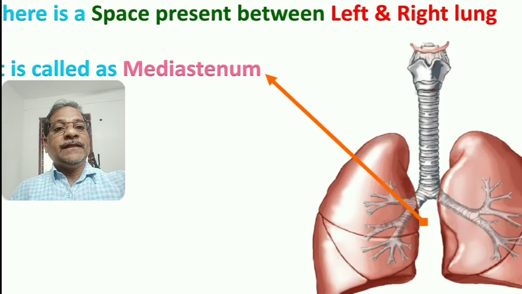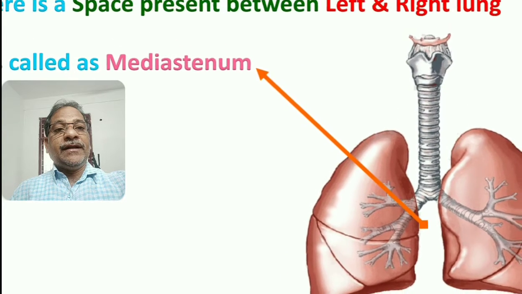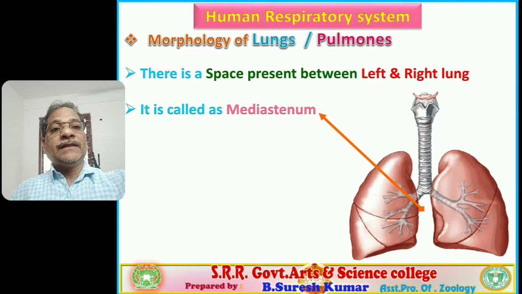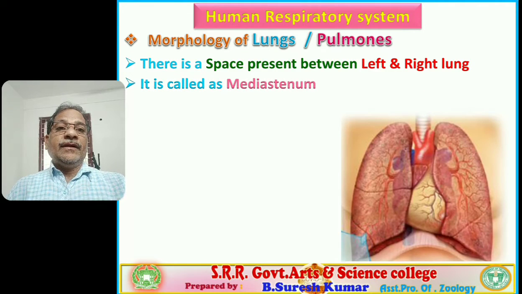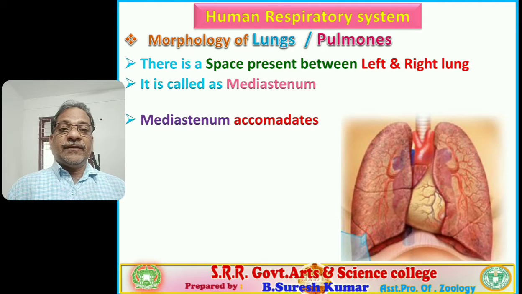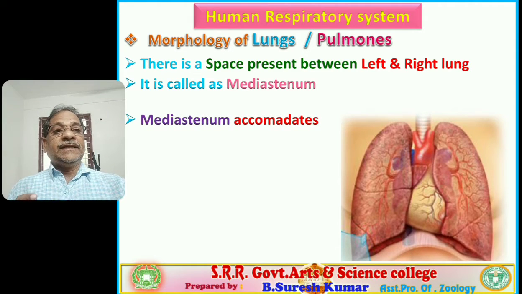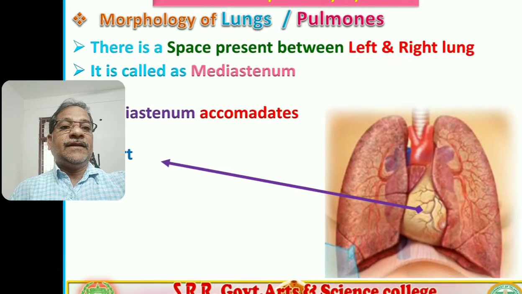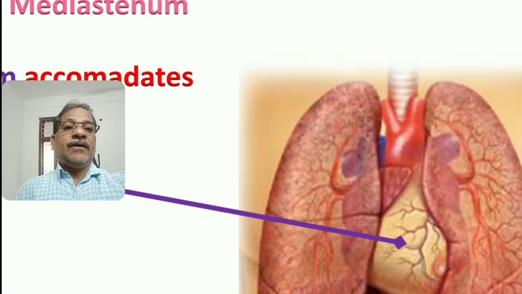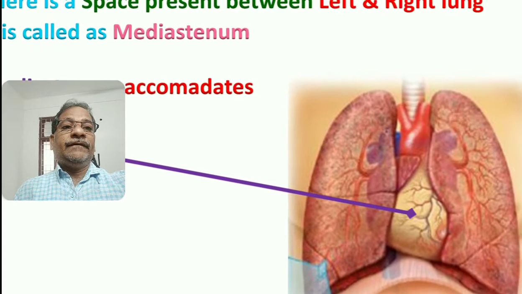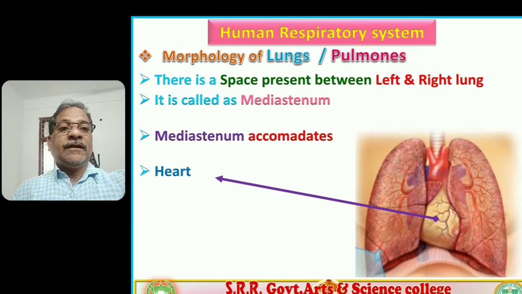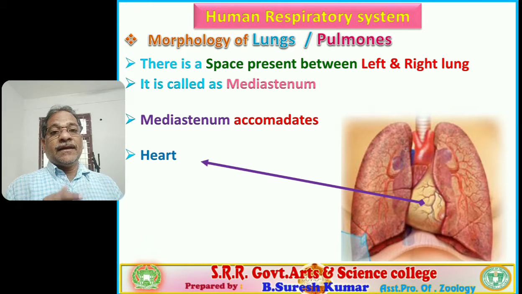So you observe this is the mediastinum, very very important. The gap, the space present between the two lungs, is called the mediastinum. What is the function of the mediastinum? The mediastinum accommodates the heart. Observe, this is the heart. The left side portion of the heart is completely fixed under the cardiac notch of our left lung. Followed? Right.